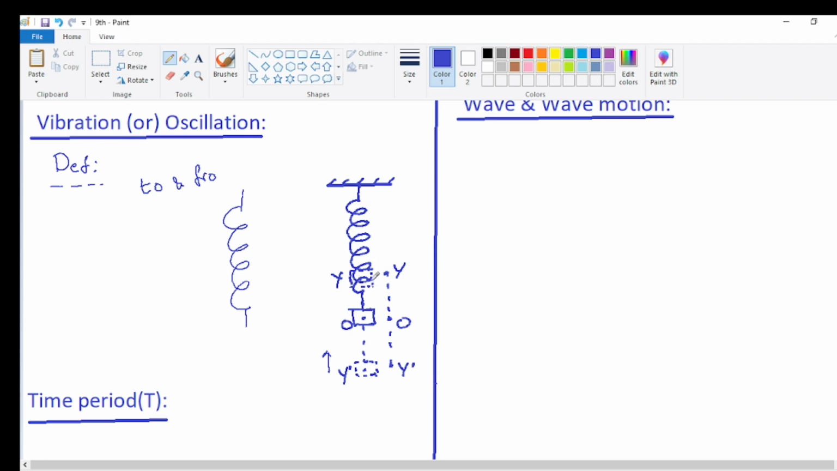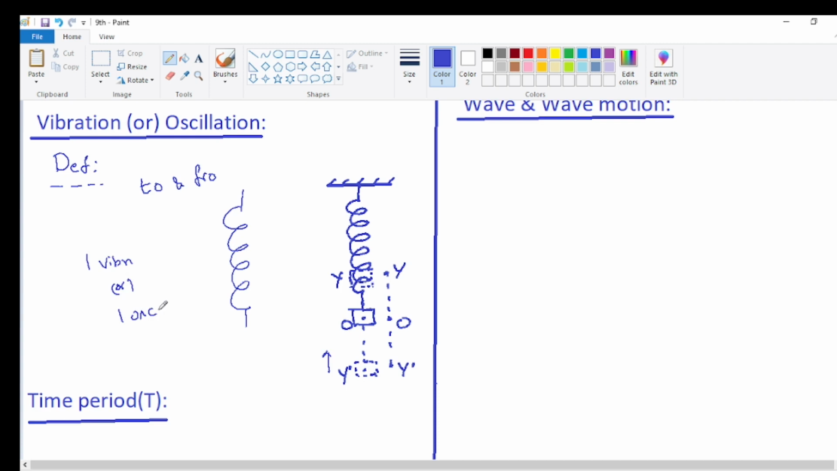Now consider this vibratory motion. Now the exact meaning of vibration or oscillation. What is the meaning of one vibration or one oscillation? It can be understood like this. What is one vibration? One complete to and fro motion is called as one oscillation. So it's simply called as one vibration or simply one oscillation.